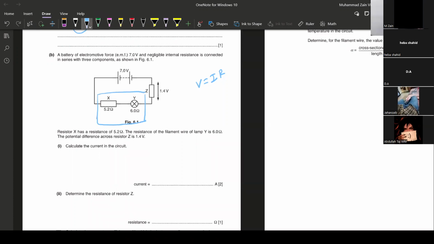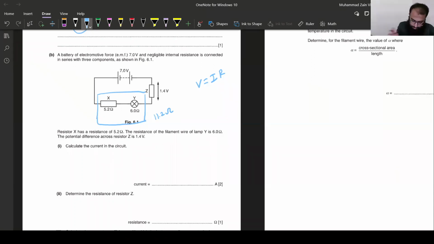What's the resistance of this? Can anyone tell me? 11.2. Yes. 11.2 ohms would be the resistance of this region. And do I know what would be the potential difference across this region? Do I know this? Yes. No, not 1.2, 1.4.